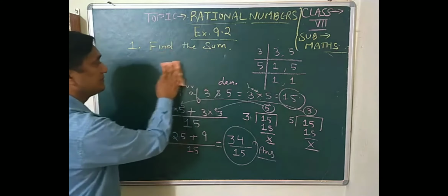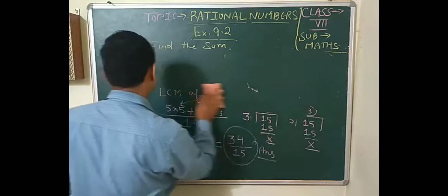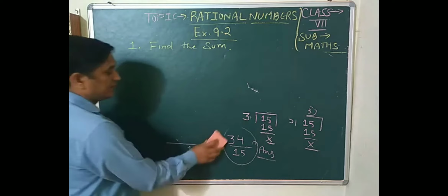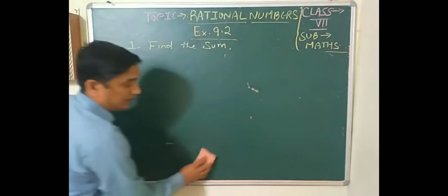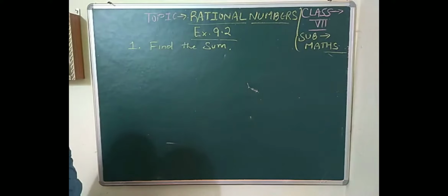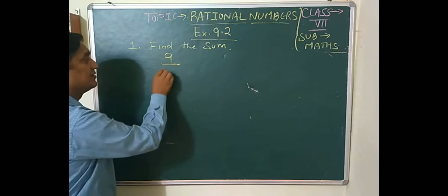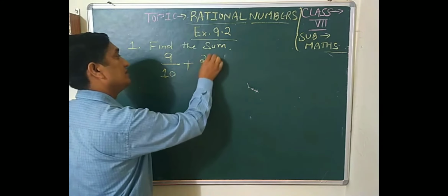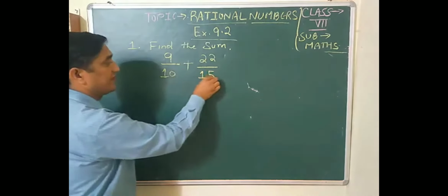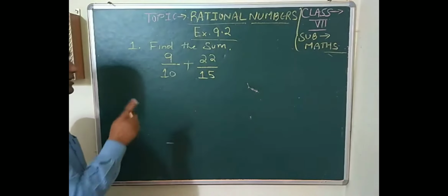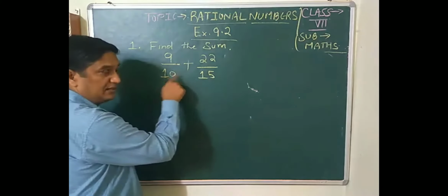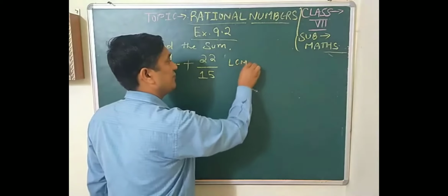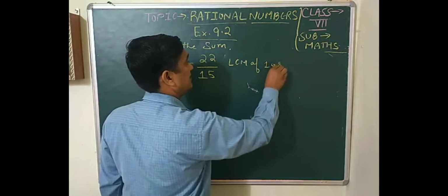Third part is 9 upon 10 plus 22 upon 50. 22 upon 50. Now children, here also you have to check. Denominators were different. Now here we have to find the LCM of 10 and 50.